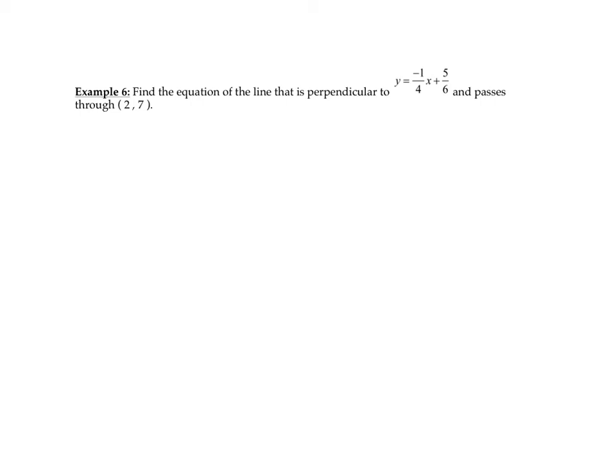All right, in example 6, it says find the equation of the line that is perpendicular to y equals negative 1/4 x plus 5 over 6 and passes through (2, 7). So (2, 7) will be x1, y1. Perpendicular lines have slopes that are negative reciprocals. So I'm just going to make a note. Slopes are negative reciprocals.